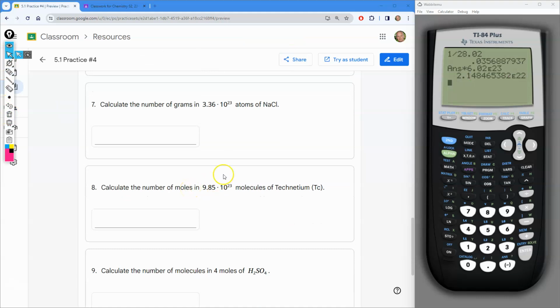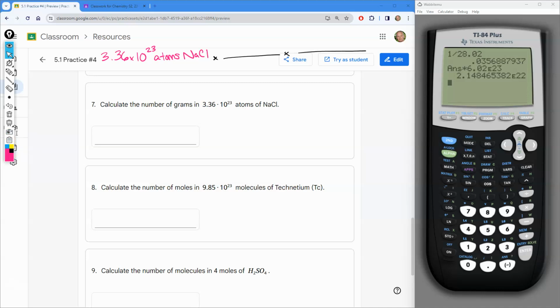All right, number 7, calculate the number of grams in 3.36 times 10 to the 23rd atoms of sodium chloride. So always start with the given, which is 3.36 times 10 to the 23rd. And these are atoms of sodium chloride, NaCl. It should actually be molecules. Who wrote this practice? So atoms, it's when it's by itself. Molecules is when you have something attached to it.